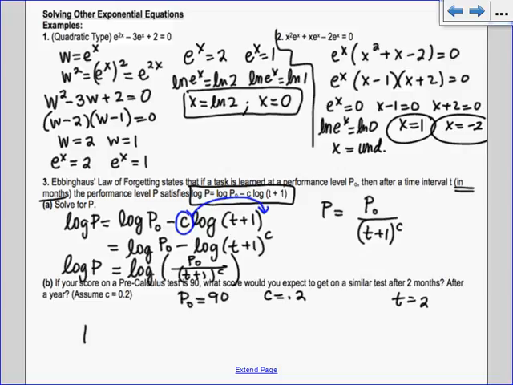So we're going to plug it in. I have P equals P sub 0, which was 90, over t plus 1 raised to the c. So I'm going to do 90 divided by 3 to the 0.2. 72.247, exactly. So it says if you got a 90% on the first test, 2 months later, you're expected to get a 72. Isn't that sad?